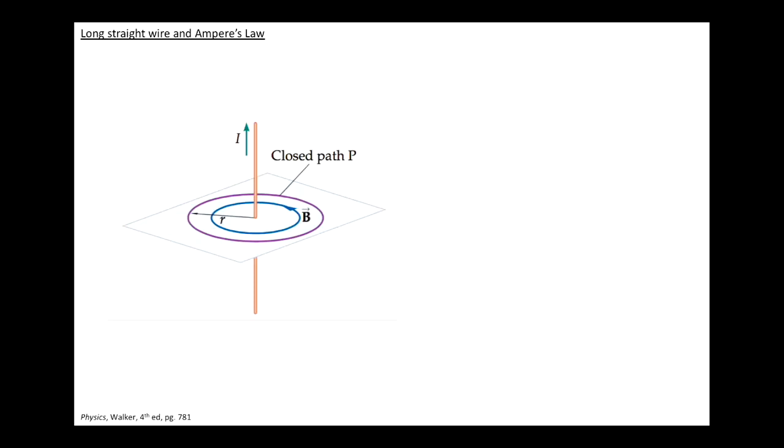Okay? For a long straight wire, we can use Ampere's law to get the exact same equation we had before for the magnetic field that's being created by a long straight wire. So let's draw a wire here. It's got a current that's going this direction. And we're going to look at a circular path that goes around that wire and has a radius r.